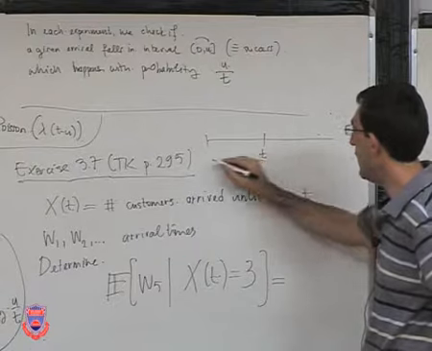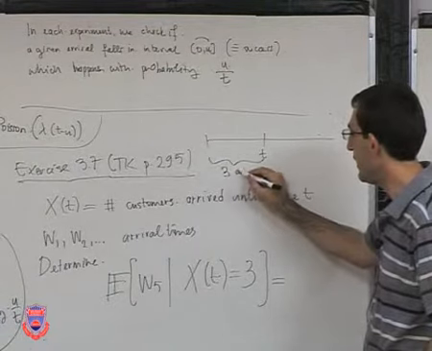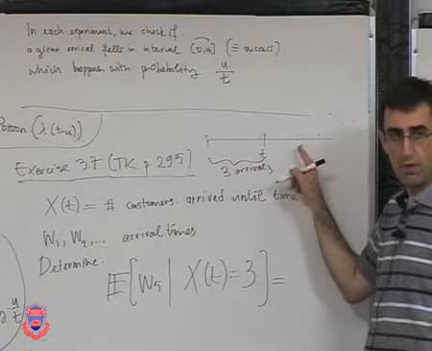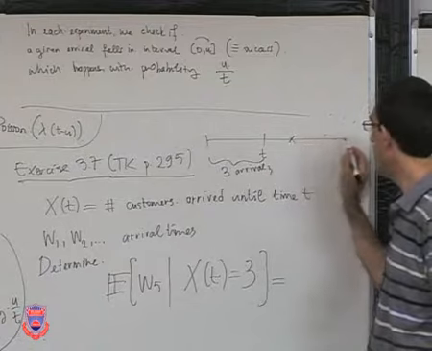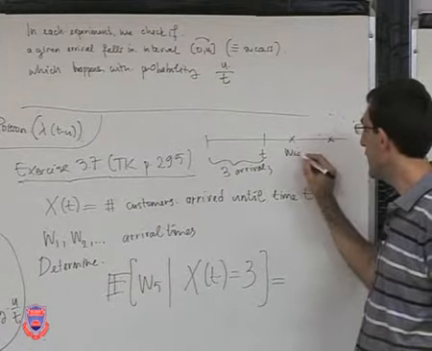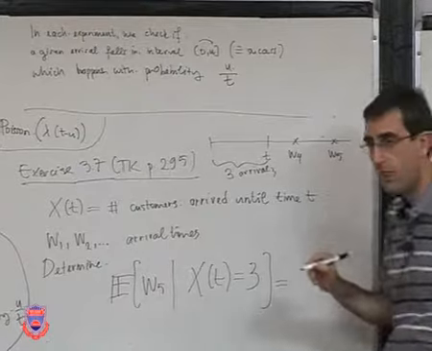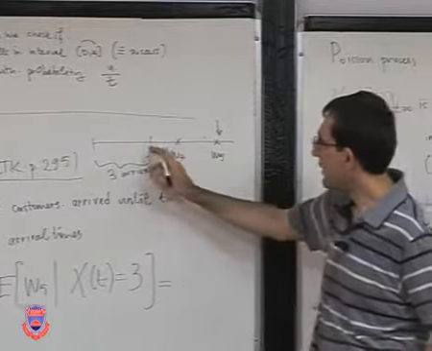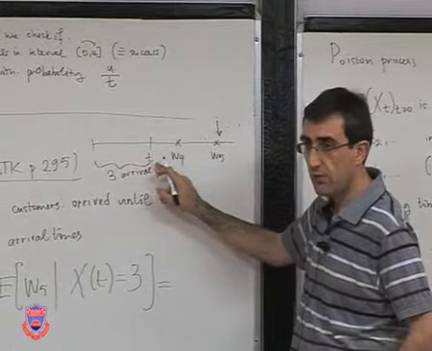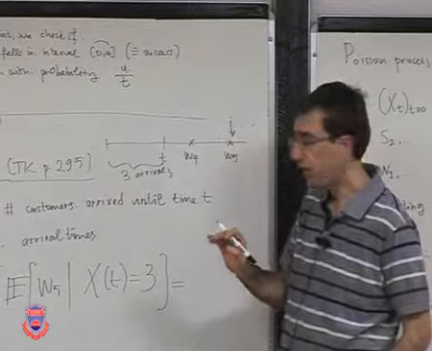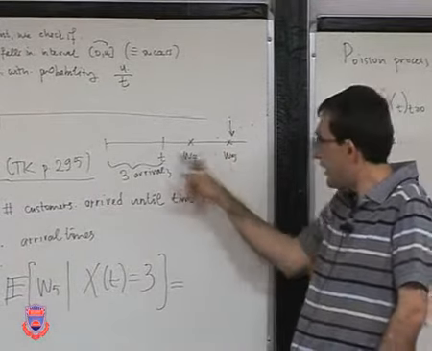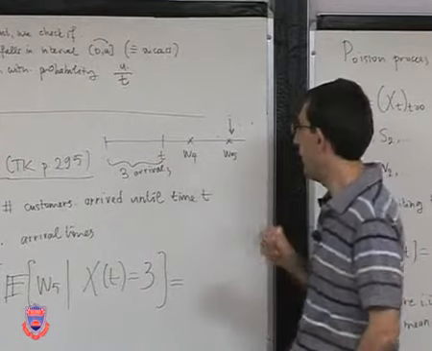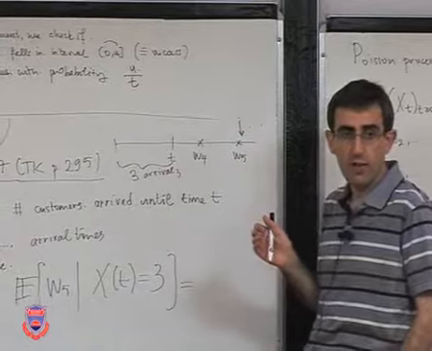So there is time t here. I have exactly 3 arrivals here. That means the 4th arrival must happen after time t, perhaps here. And then there will be the 5th arrival. So this is W4, this is W5. And we would like to know the expected value of W5 given that until time t there are exactly 3 arrivals. So the first guess is, of course, W5 itself is greater than t, so the conditional expectation should be greater than t. But what else?